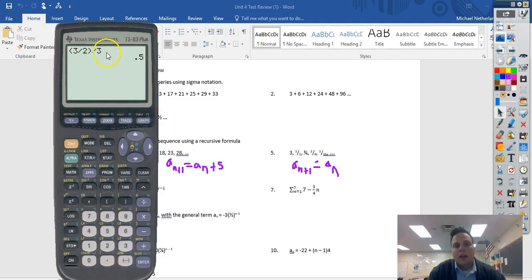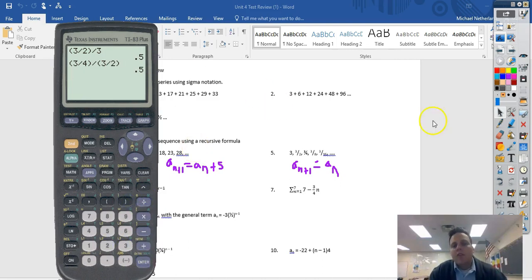Okay, so that would be, if this is geometric, then the r would be 0.5. So let's check the third term divided by the second term. And if we get 0.5 again, then we can say it's geometric. Okay, divided by 3 halves.